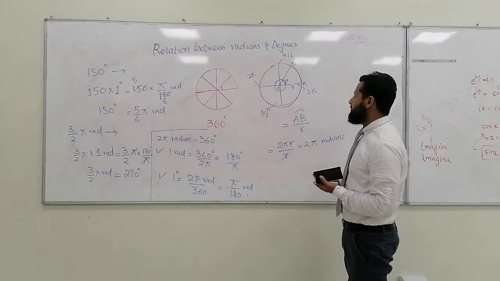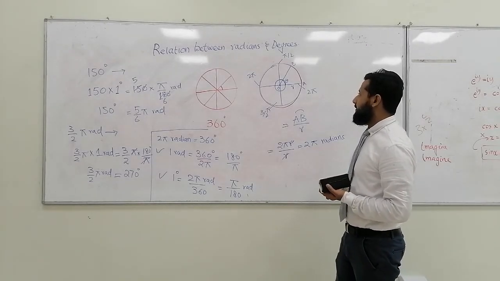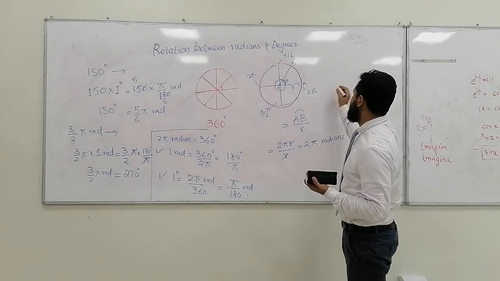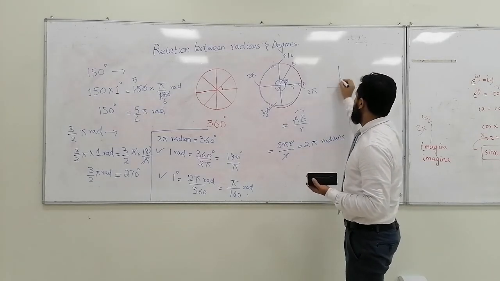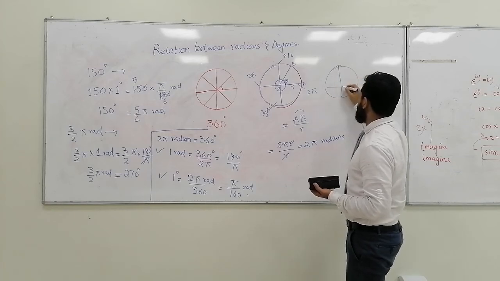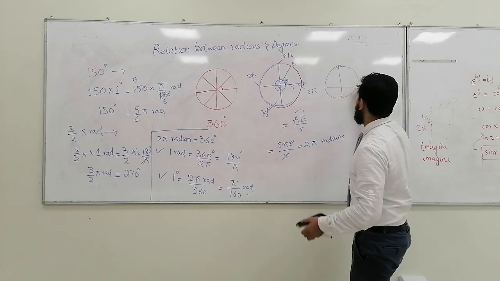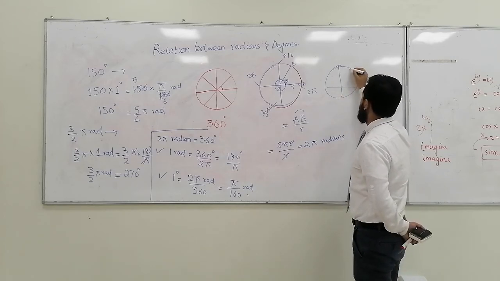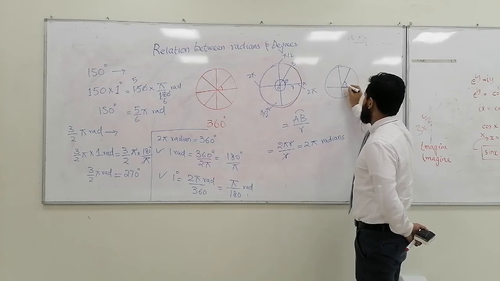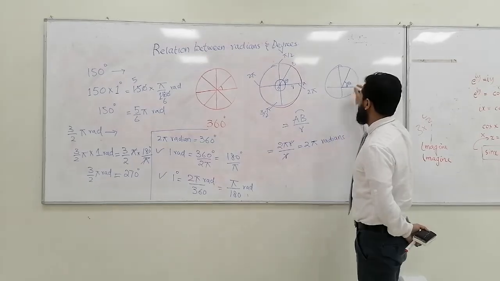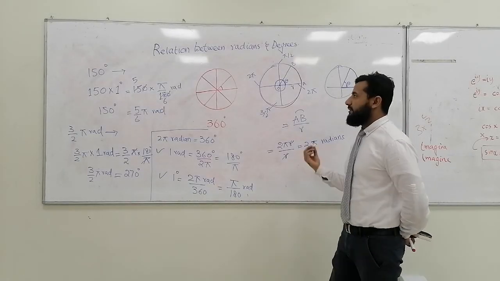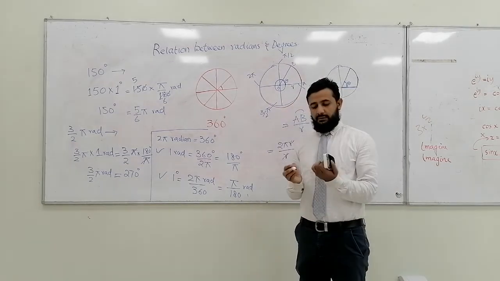So if I want to know the measurement of any angle in radians, for example here, it can be any circle. It's not a very good circle, but you will get the idea. If I want to know this theta in radians, all I need to know is this arc length, then divide it by the radius, and it will give me the angle in radians.